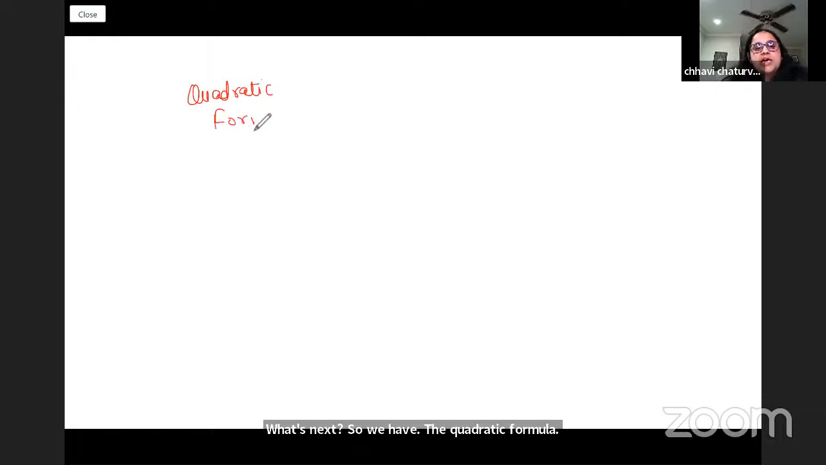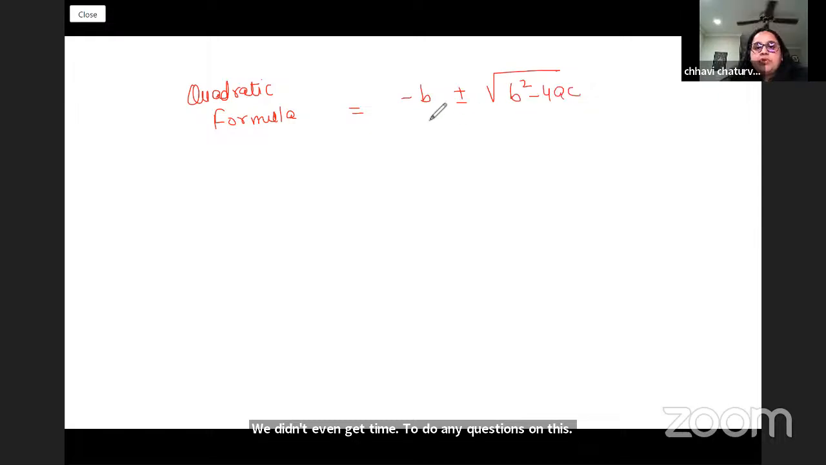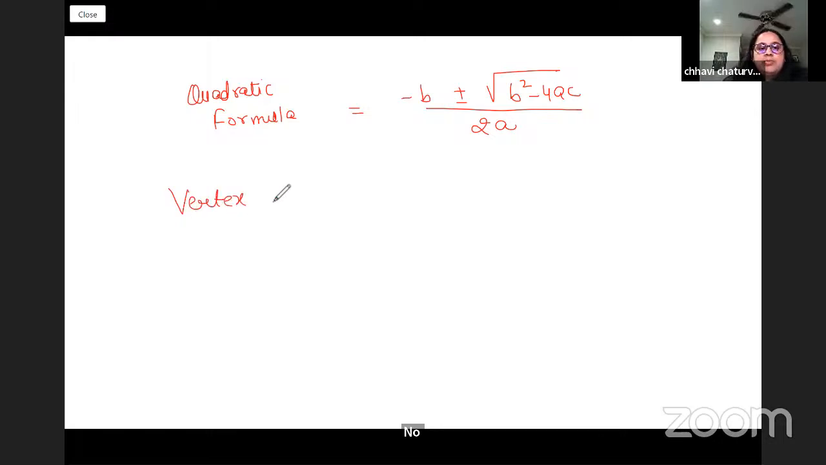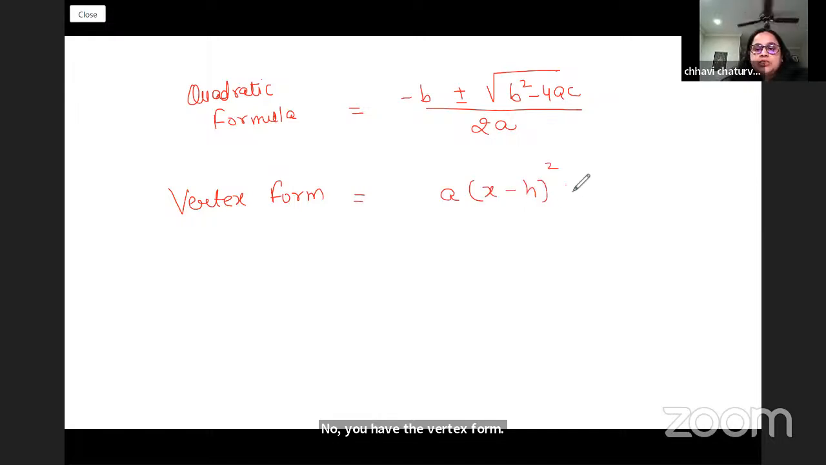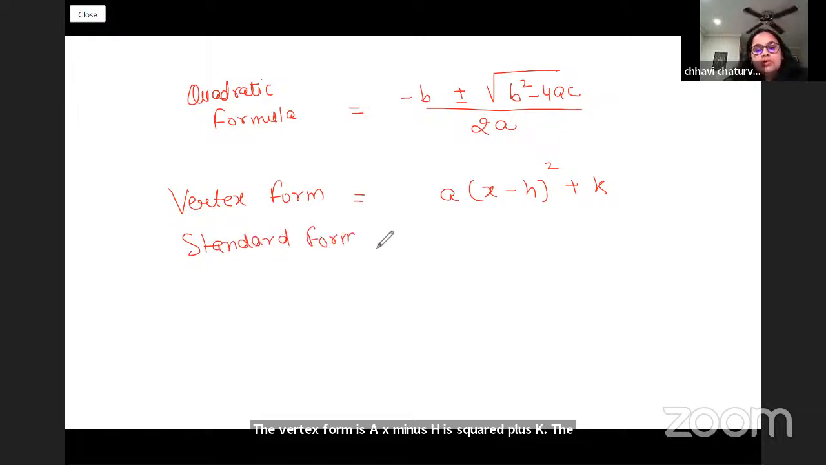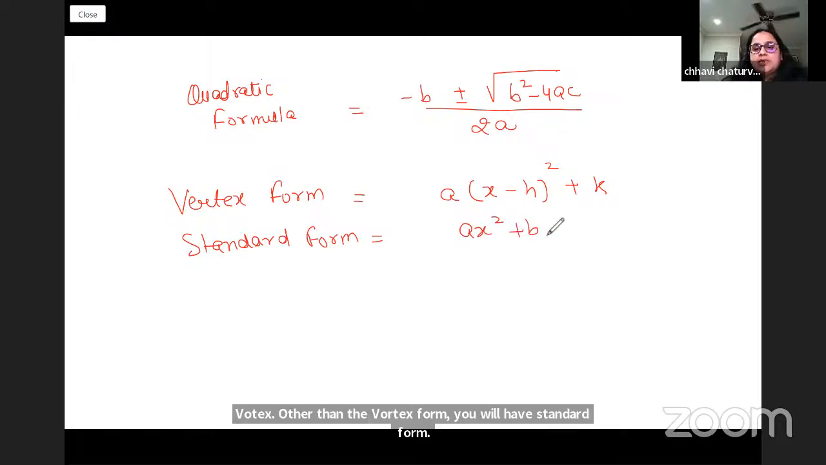What's next? So we have the quadratic formula, our lovely quadratic formula. We didn't even get time to do any questions on this. Negative b plus or minus the square root of b squared minus 4ac, over 2a. Then you have the vertex form. The vertex form is a(x minus h) squared plus k. Other than the vertex form, you will have standard form, ax squared plus bx plus c.